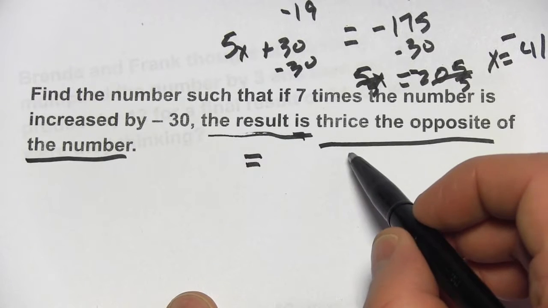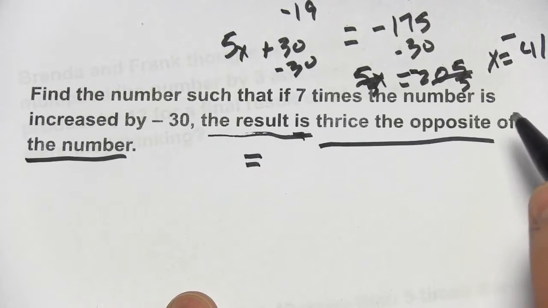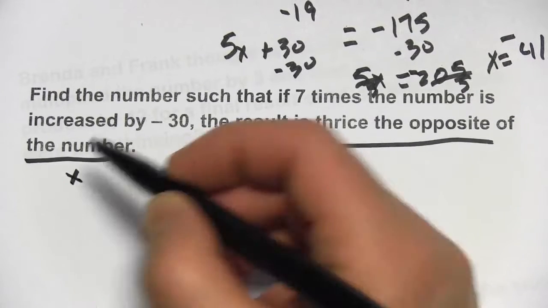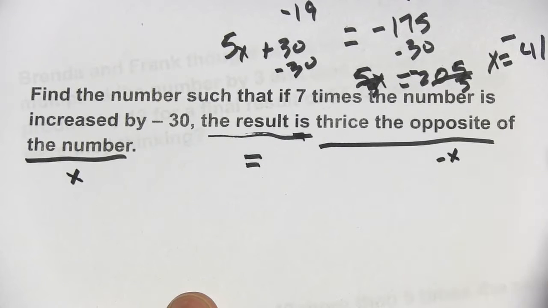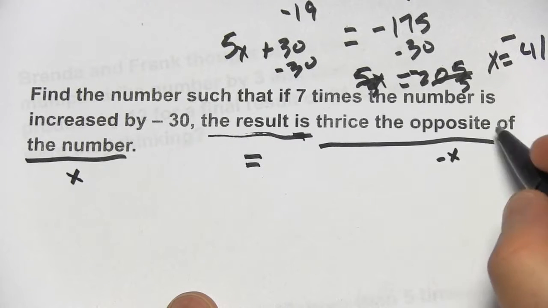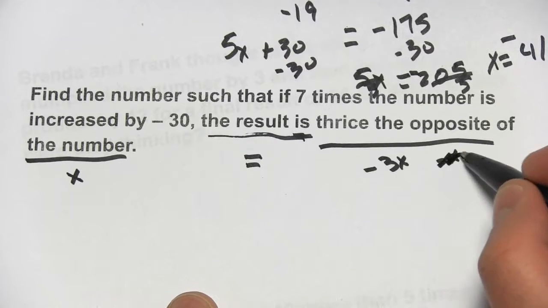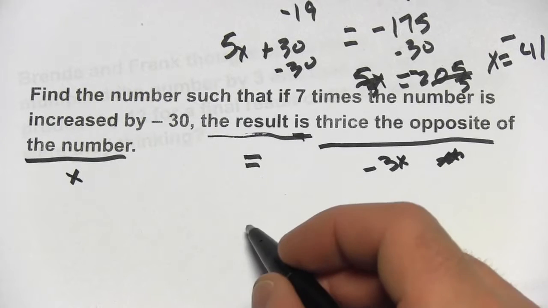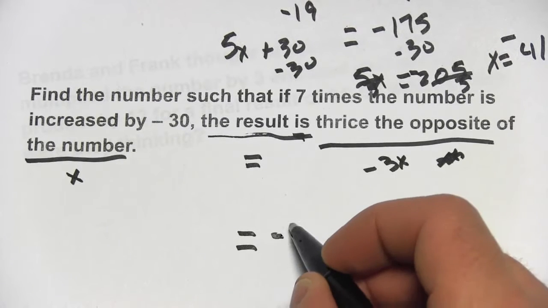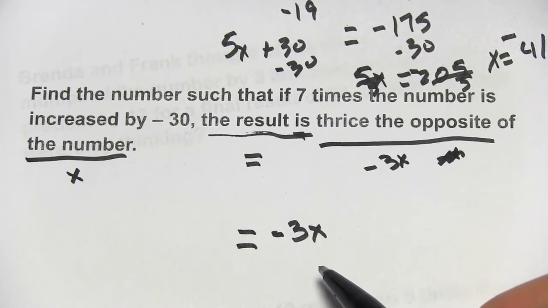So thrice means 3 times. The opposite of a number is the negative of it. And of course, the number is just x. So the number is x. The opposite of a number is negative x. Thrice the opposite of the number is negative 3x. So that's what we're going to have on the right-hand side of the equation. So let's start writing this out here. So we got negative 3x. That is thrice the opposite of the number.